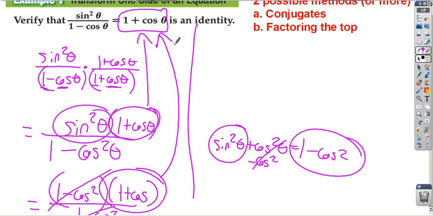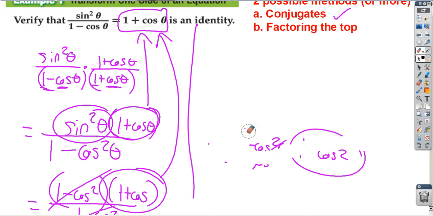The solution to this problem is you showing the work that made those 2 sides identical. So that's using the conjugate method. I just want to show you that there's probably like an infinite number of ways you could solve this. So that's kind of the hard part.